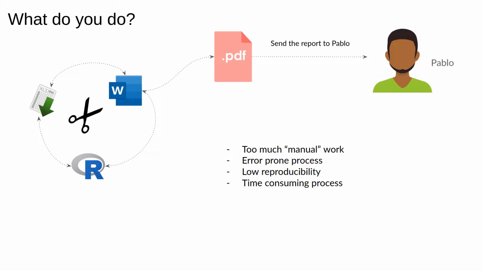It is an error-prone process because you can get confused when you are copying and pasting things. It has low reproducibility. Probably if you change images in other programs, or if you are, again, copying and pasting and recreating tables, you are not going to know exactly which code created what. And it is a time-consuming process. You are going to spend a lot of time on this copy and pasting. But you have your PDF that you sent to Pablo.